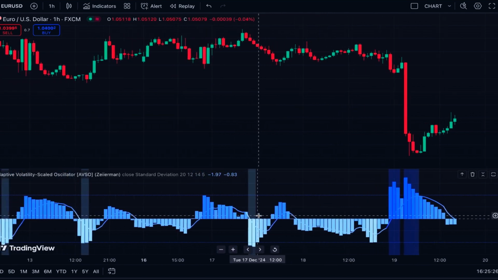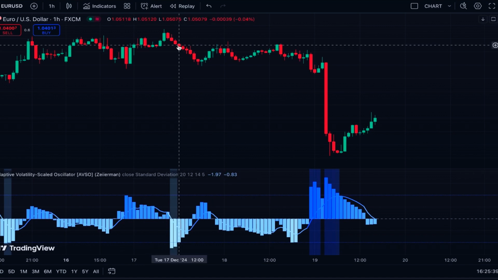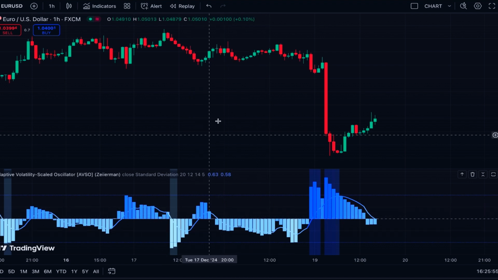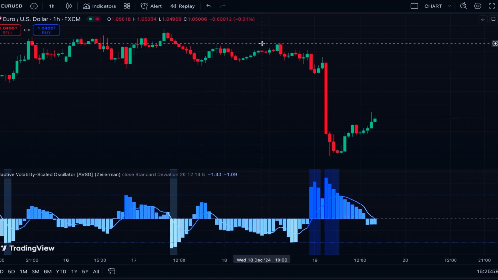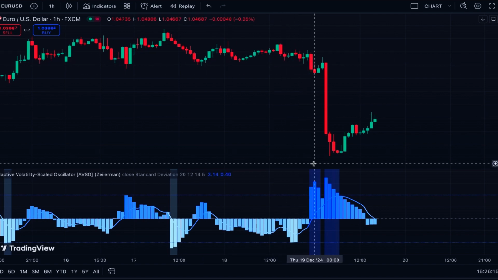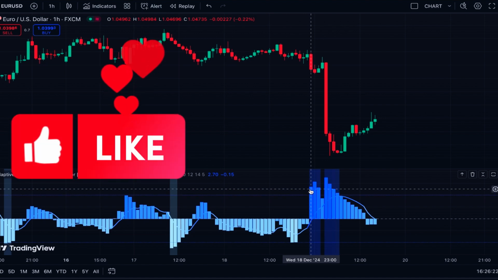For example here, you can see that it was below -2, telling us that we are in a very low volatility condition in the market, and after that the histogram is just in the middle range. And also when you check the price action, you can clearly see that the price is moving flat, and there is a potential for breakout, which happened here, and you can see that the histogram also went above 2, which shows a high level of volatility in the market.